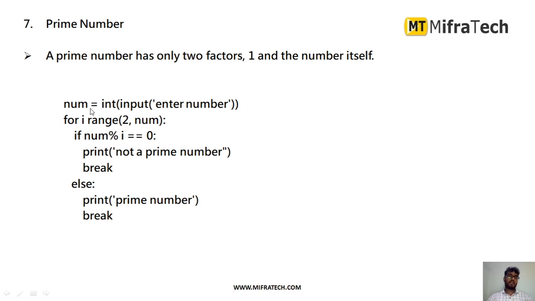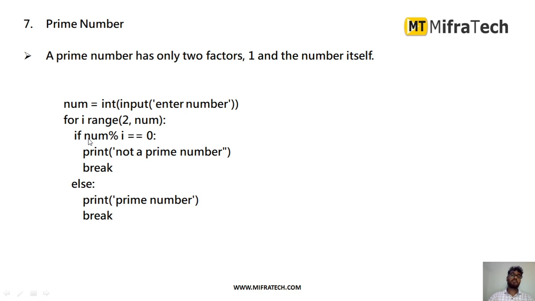In this program I ask the user to enter a number, and I am storing it in the variable num. After that, I am using a for loop with the range function: for i in range, I have taken 2 and num as parameters. Usually any number other than a prime number will be divided by 2, so first we check that. As I said earlier, any prime number will be divided completely only by 1 and the number itself, so I am taking the range from 2.